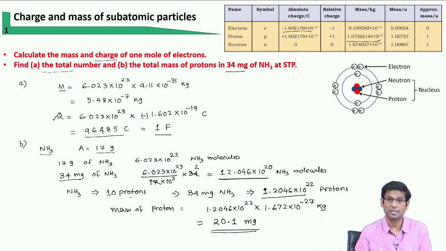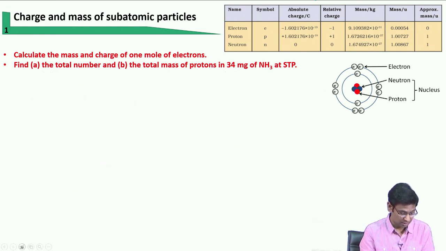So, the remaining mass is contributed by the neutrons, because you know that in an atom the electrons have very little mass. Therefore, the approximate mass in atomic units is 0. The protons and neutrons contribute to the mass of the nucleus. So, the 20 milligram of mass is coming from protons and the remaining mass will come from the neutrons.